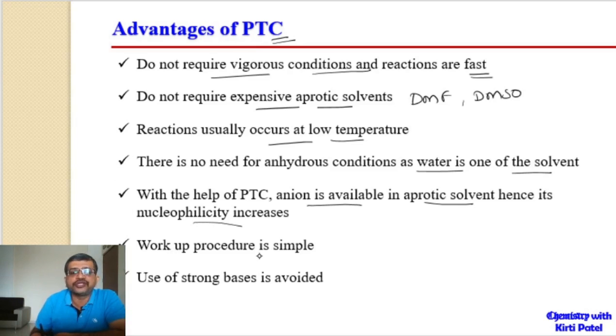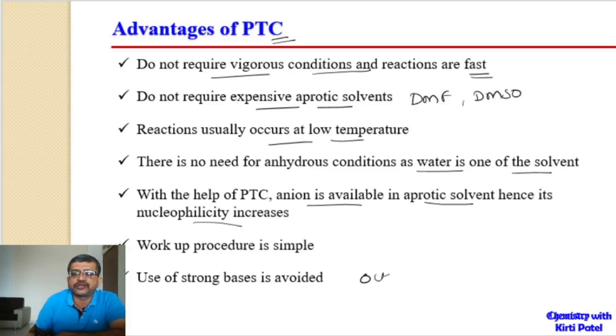The workup procedure in phase transfer catalysis is very easy, very simple. As we are using organic solvents, our product will remain in the organic medium, and it can be easily removed through simple evaporation. Also, because we are using solvents which have a low boiling point, it can be easily removed from there. Use of strong bases is avoided.